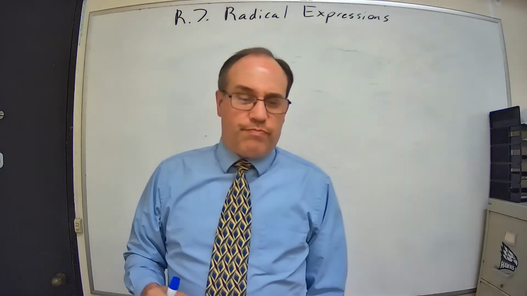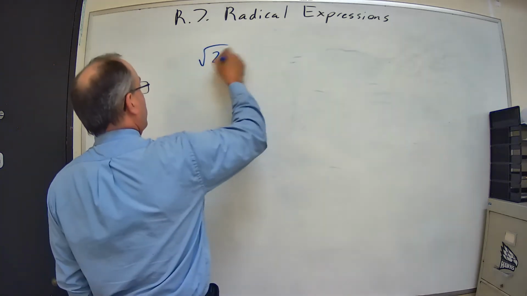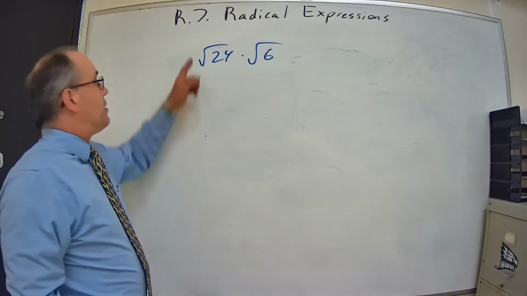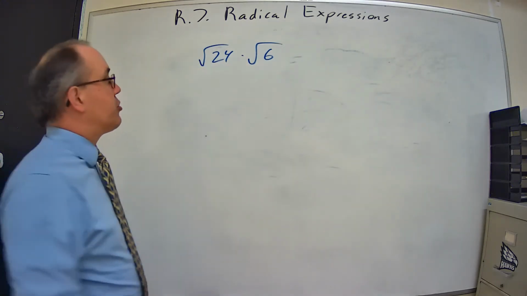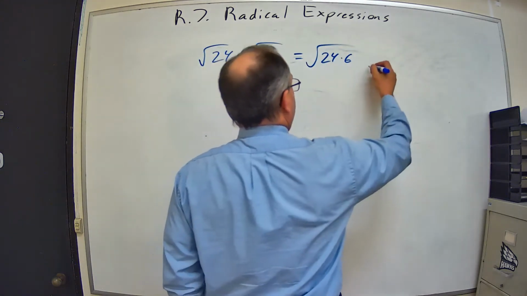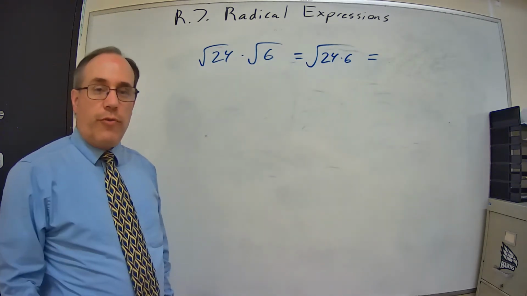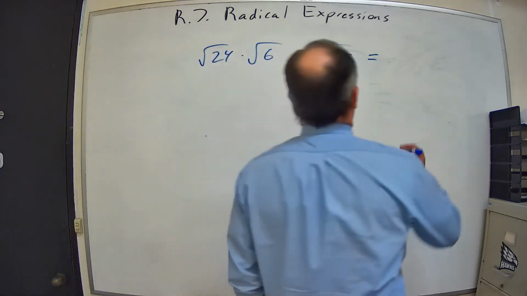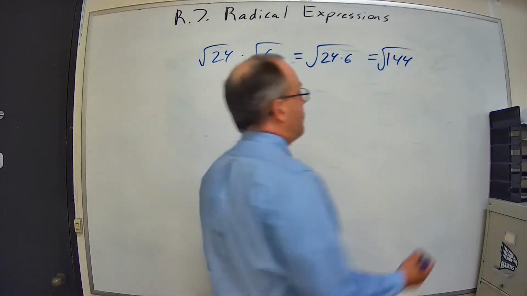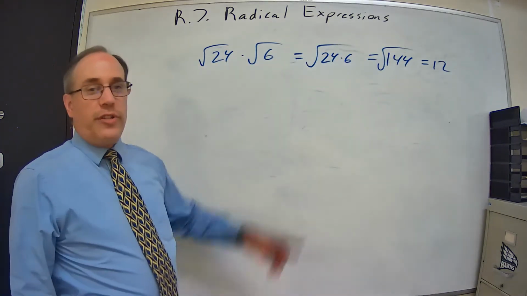Okay, so let's go with the square root of 24 times the square root of 6. Same index, product, so we can turn that into the square root of 24 times 6. 24 times 6 is 144. And the square root of 144 is 12. Notice how nice that made that.